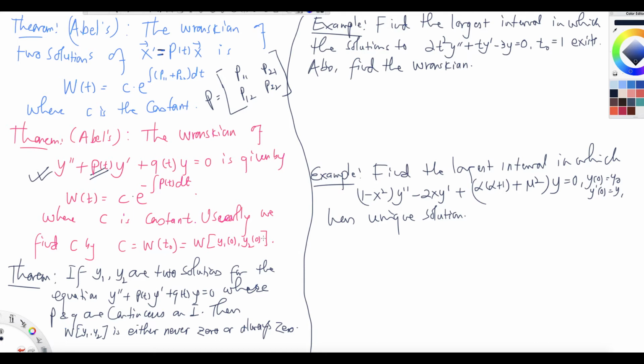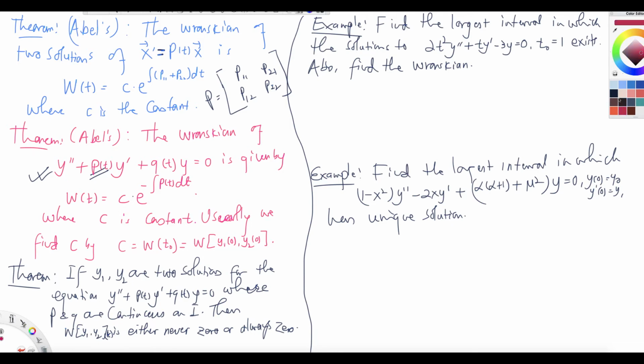So let us look at the very last theorem of this section. If y1 and y2 are two solutions for the equation y double prime plus p(t)y prime plus q(t)y equals 0, where p and q are continuous on I, then the Wronskian is either never 0 or always 0 for all values of t. That's what it is saying. So the Wronskian W is either never 0 or always 0.